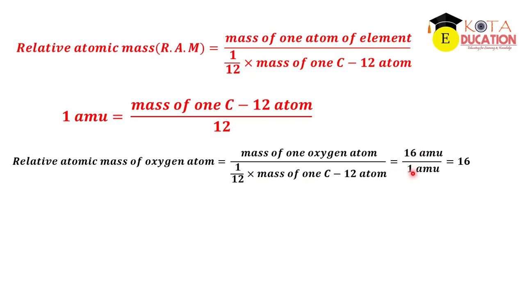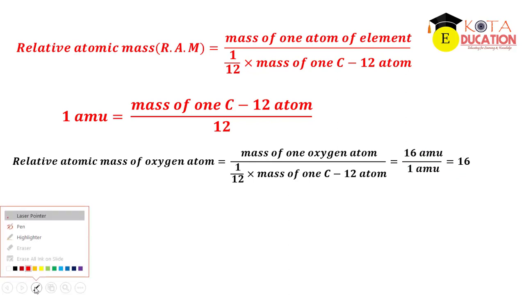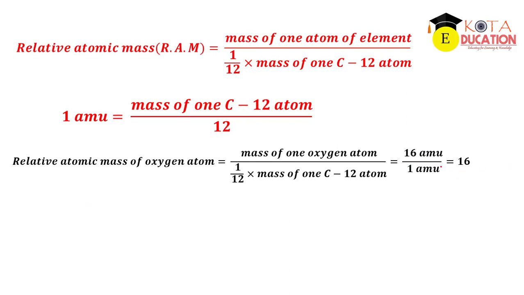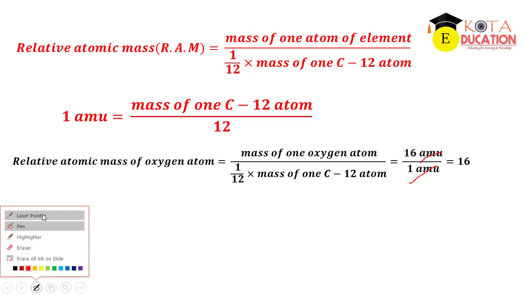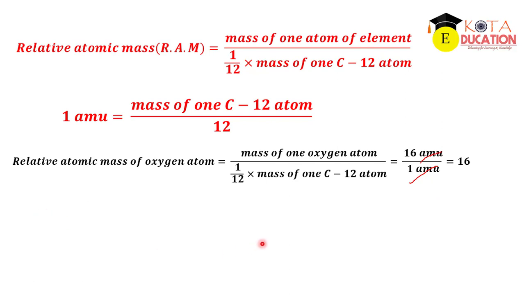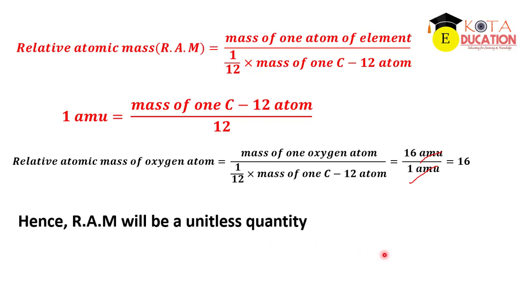So 16 divided by 1 AMU, AMU gets cancelled out. So what we are getting is a simple unitless quantity. So AMU and AMU terms cancel out. So we are getting 16 as our unitless quantity. So hence what we are learning is that relative atomic mass, or RAM, is a unitless quantity. Okay, it is a unitless quantity.